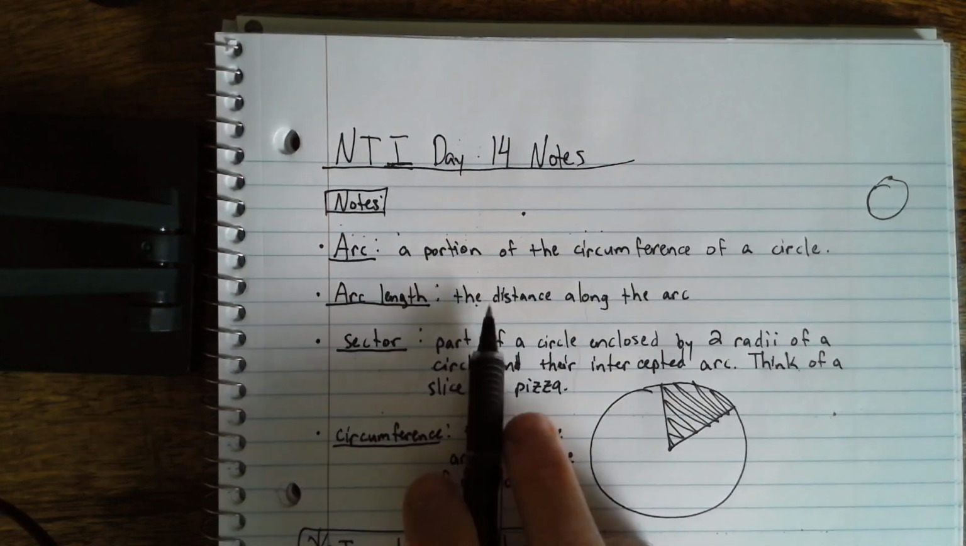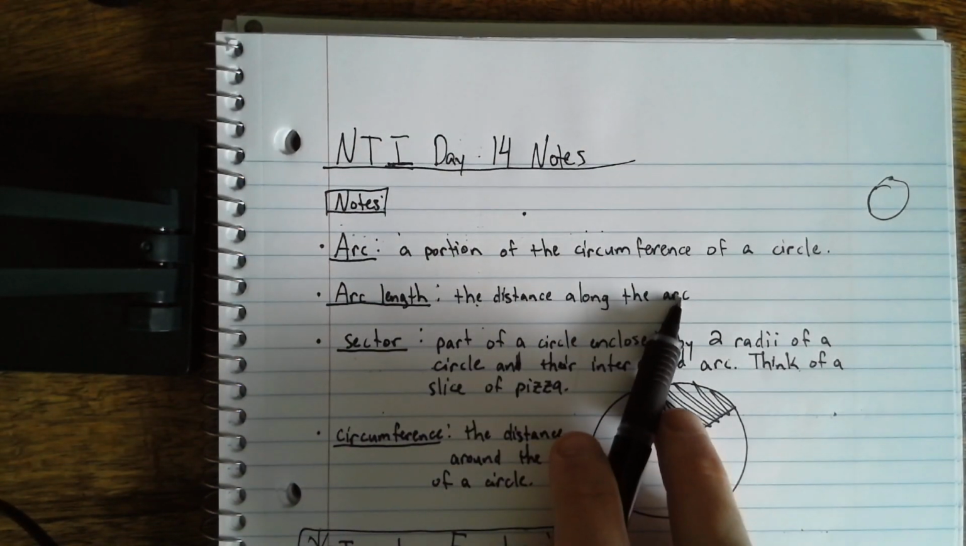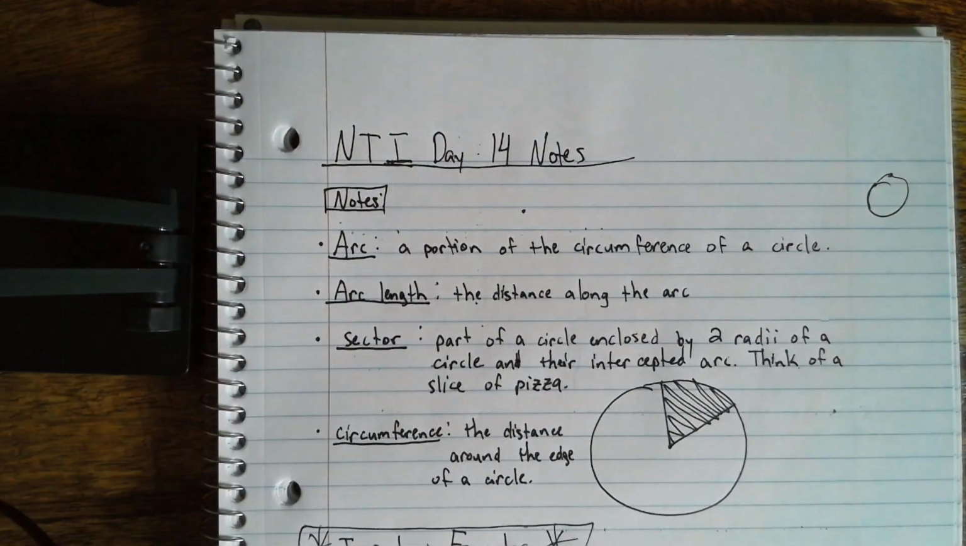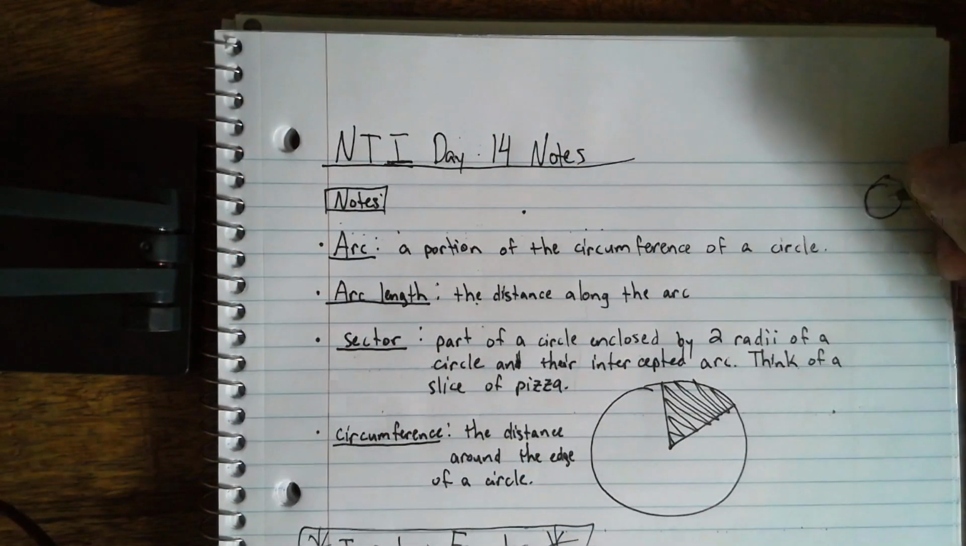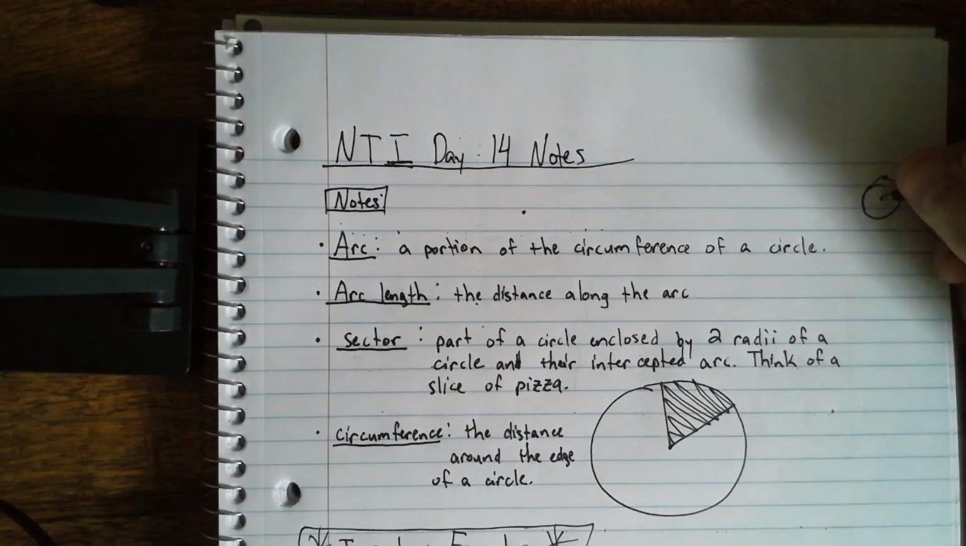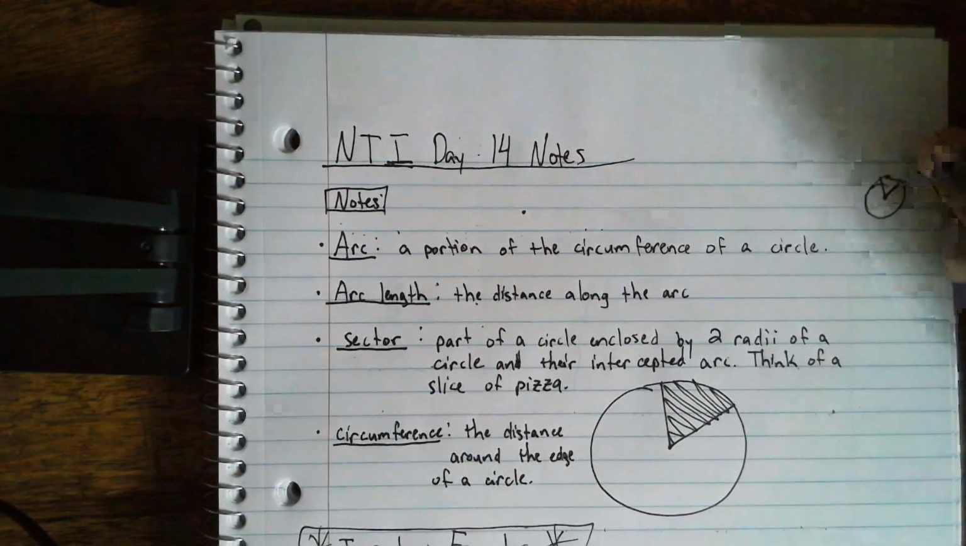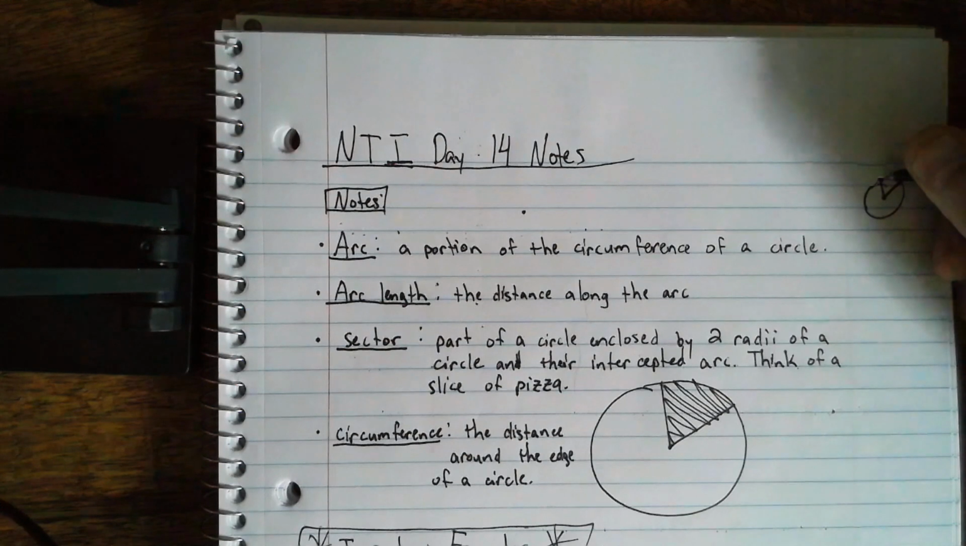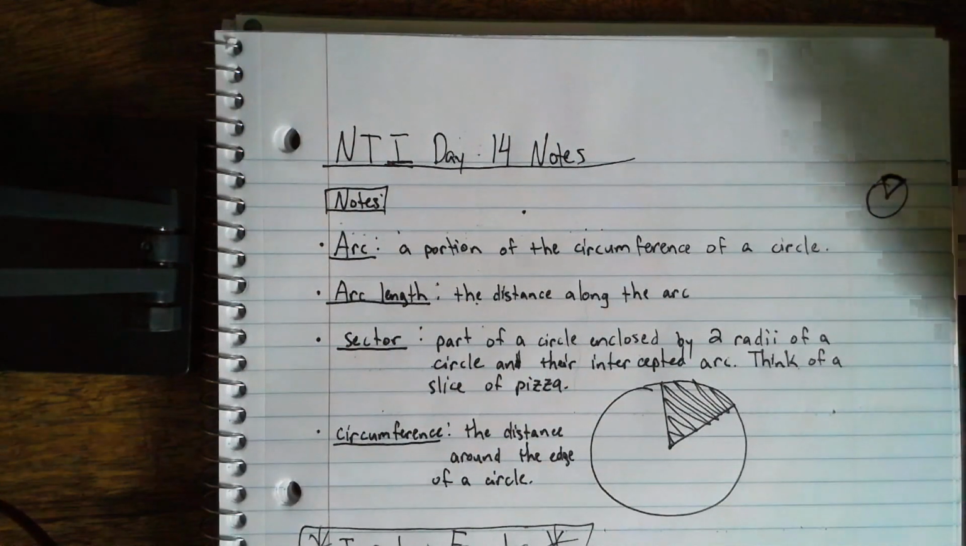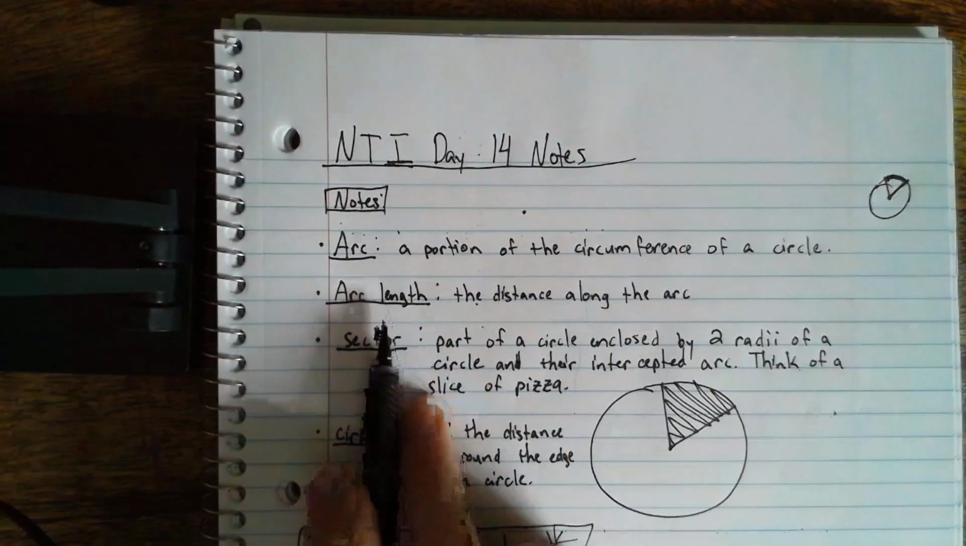Arc length is the distance along the arc. So up to this point, we've been finding the measure of arcs in degrees, right? So if you have a central angle, so there's a center, if you have some piece going like this, we've been saying this arc is the measure of the central angle in degrees. Arc length is something a little bit different.